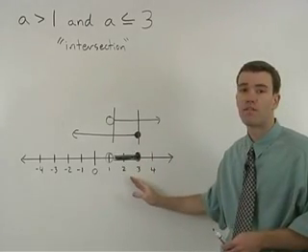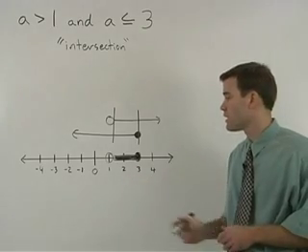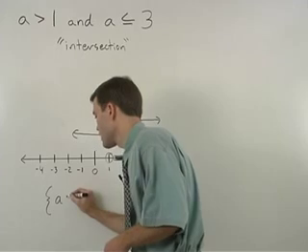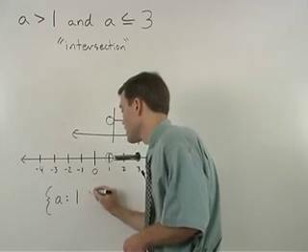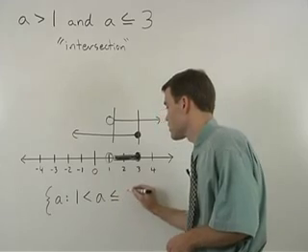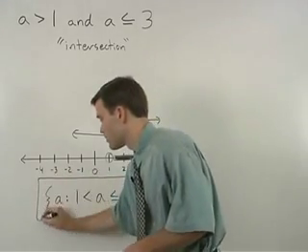This type of graph is called a segment. And it's represented as the set of all a's such that 1 is less than a, which is less than or equal to 3. And that's our answer.